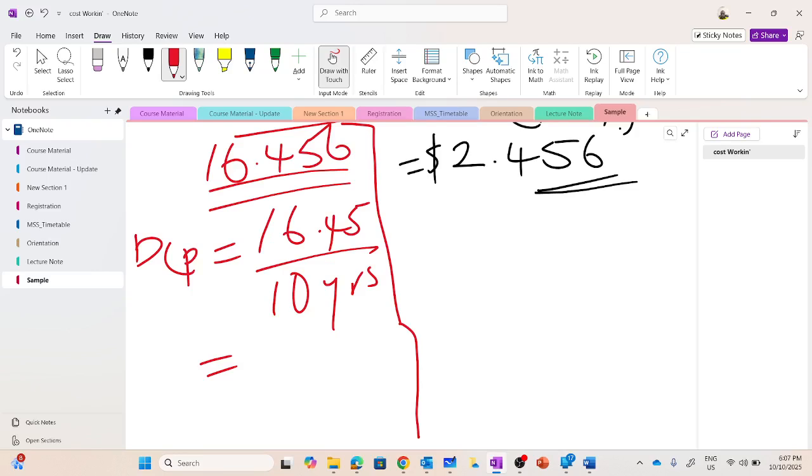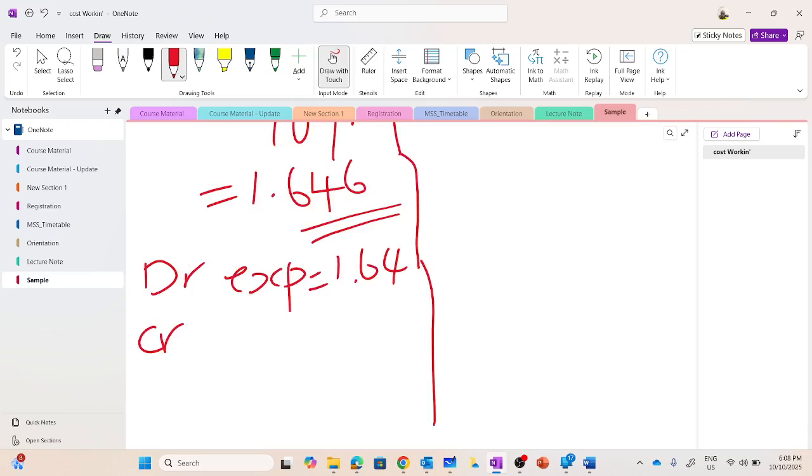So this depreciation, we are going to debit expense and we are going to credit assets at the end of the year. So we are going to debit expense by 1.646 and we are going to credit the asset 1.646, accumulated depreciation. So for the first two requirements, this is what we are going to do.